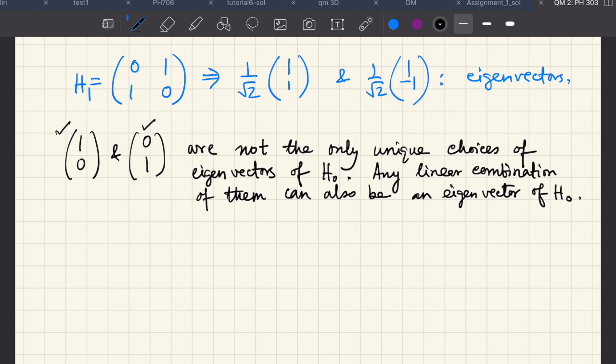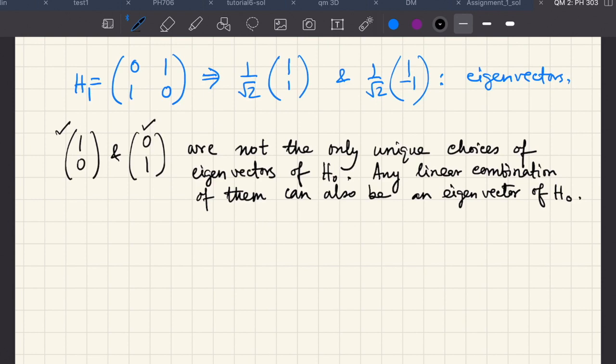Therefore, it would be completely incorrect to say that the eigenvectors before applying the perturbation were (1, 0) and (0, 1), and now after the perturbation they have changed to (1/√2)(1, 1) and (1/√2)(1, -1). That is not correct. Before applying the perturbation, you actually did not know what the eigenvectors are. They are completely ambiguous. There is no unique way to determine them. They can be (1, 0) and (0, 1), or any linear combination of these.